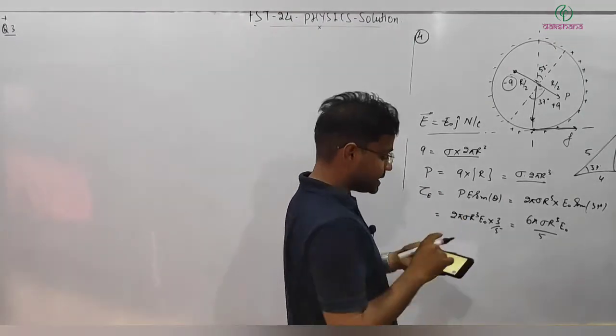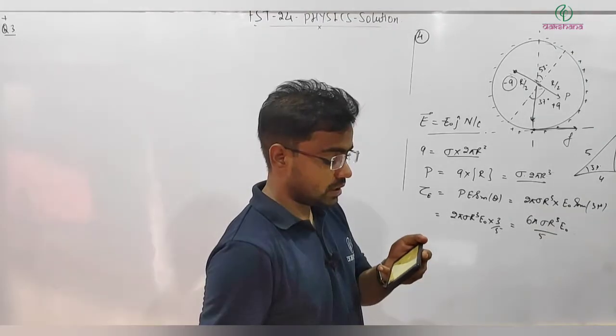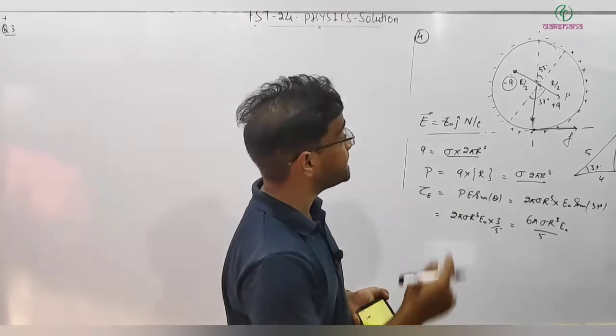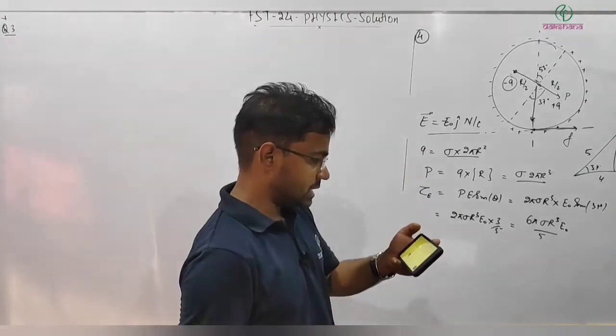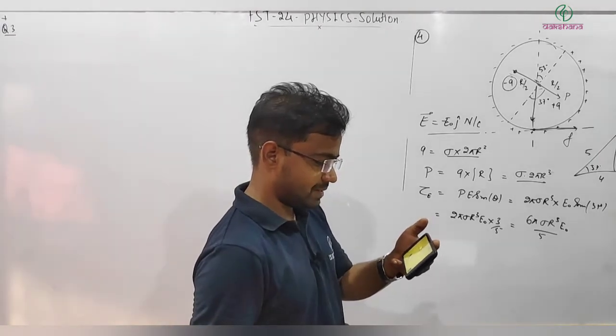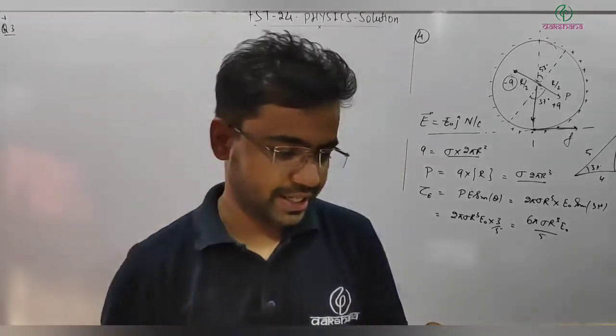Now it is also given that uniform electric field switched on and the solid sphere starts rolling without slipping actually. So this starts rolling without slipping, something error is there actually.